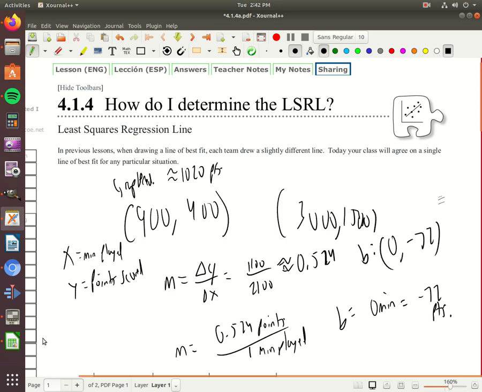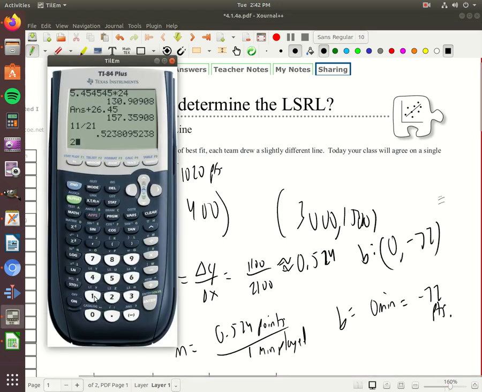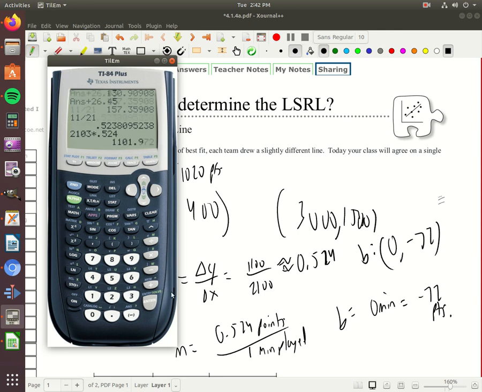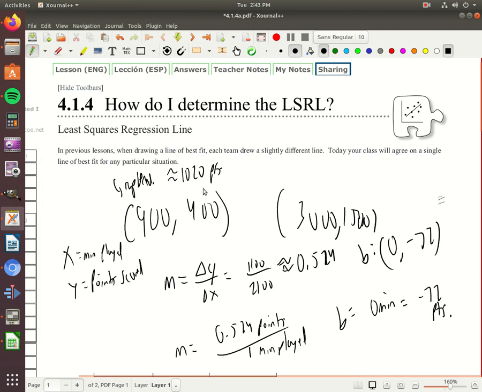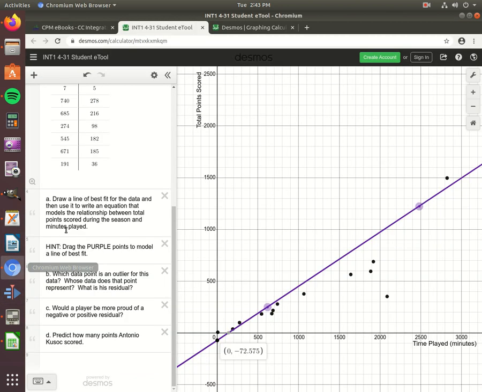But I'll use my equation. So 2,103 times 0.524, minus 72, gives about 1,030. So pretty good. So we'll say 1,030 points. So Kukoc, we would predict, scores 1,030 points. So that's that prediction as we go through.